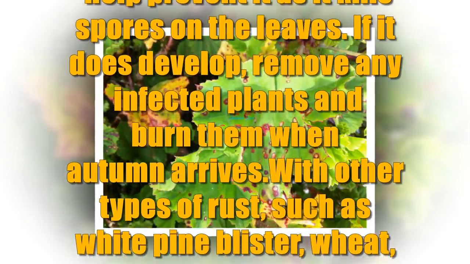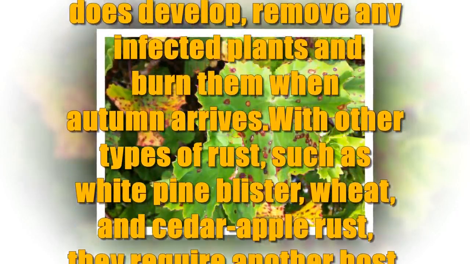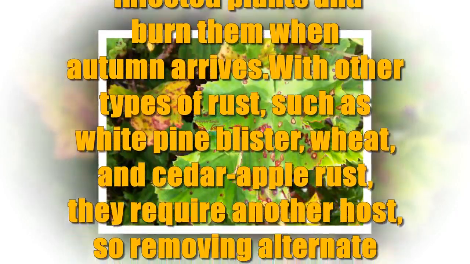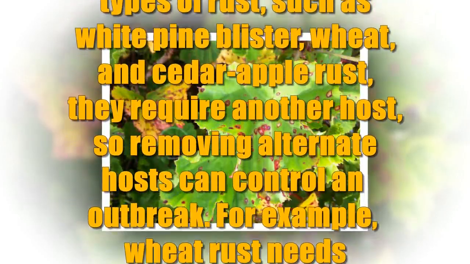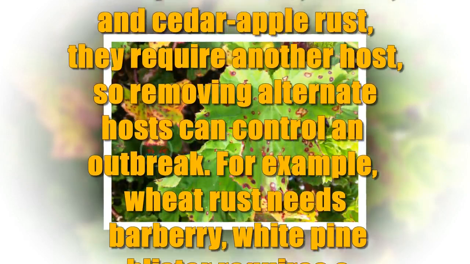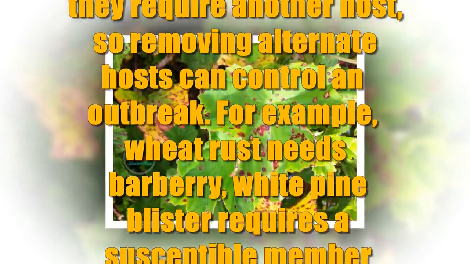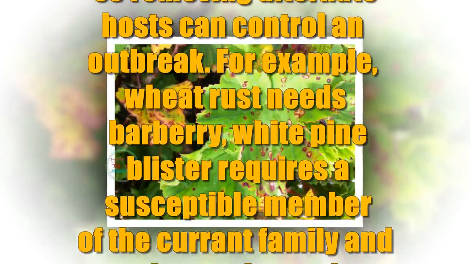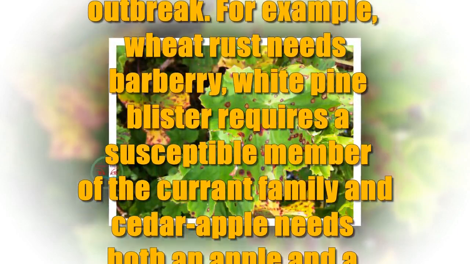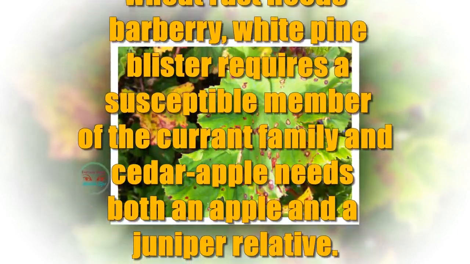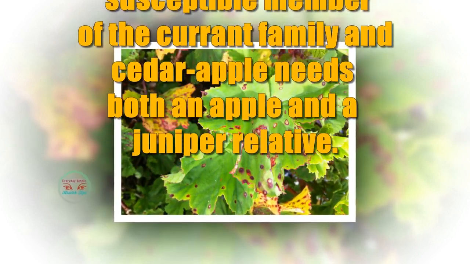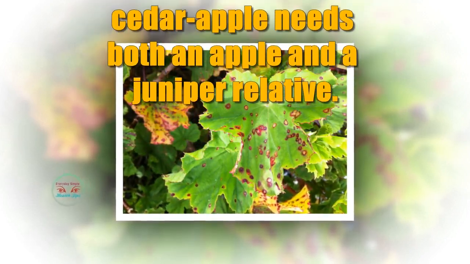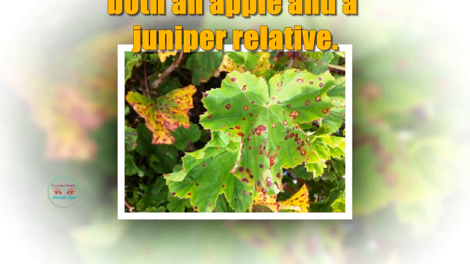If it does develop, remove any infected plants and burn them when autumn arrives. With other types of rust, such as white pine blister, wheat, and cedar apple rust, they require another host, so removing alternate hosts can control an outbreak. For example, wheat rust needs barberry, white pine blister requires a susceptible member of the currant family, and cedar apple needs both an apple and a juniper relative.